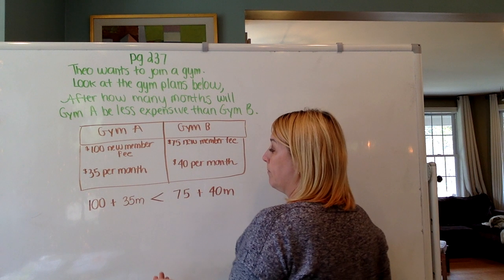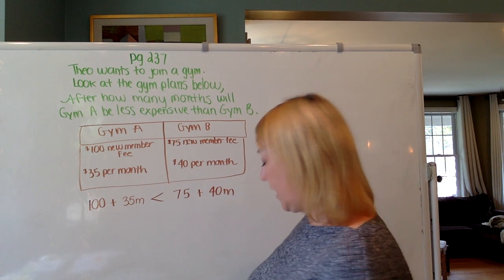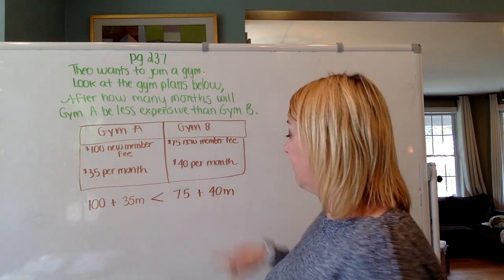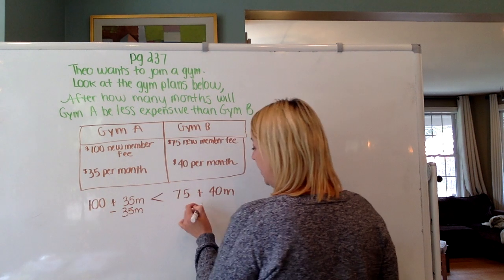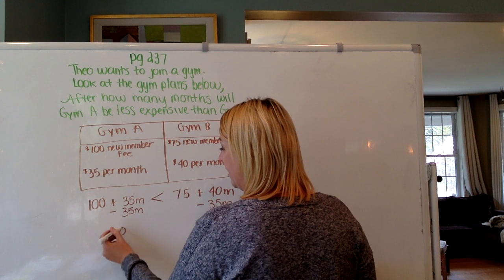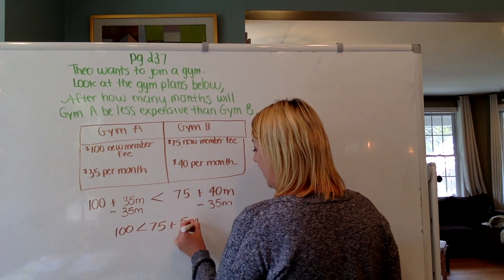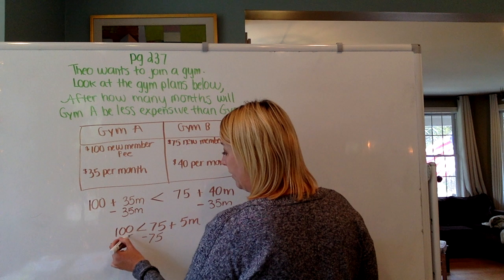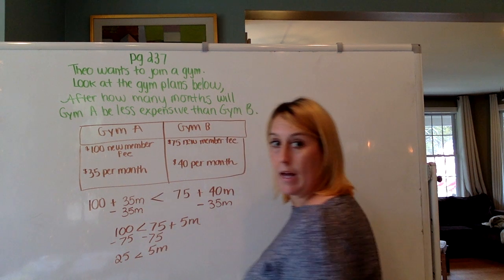So I would say let's deal with the variables. Right now they're not on the same side, right? So we need to combine like terms. 35 is less than 40, so let's move 35M over to the right. So then we would have 100 is less than 75 plus 5M. Now we need to get rid of our 75. So we have 25 is less than 5M.